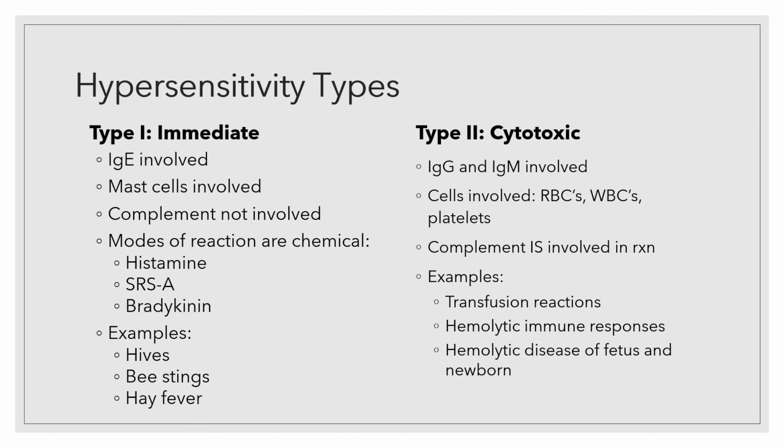These are the target cells, or the cells that are going to be lysed in this type of hypersensitivity reaction. Complement is involved, and that's what causes the cell to lyse, and the mechanism of reaction is complement. Some examples of type 2 reactions are transfusion reactions, hemolytic immune responses, and hemolytic disease of the fetus and newborn.